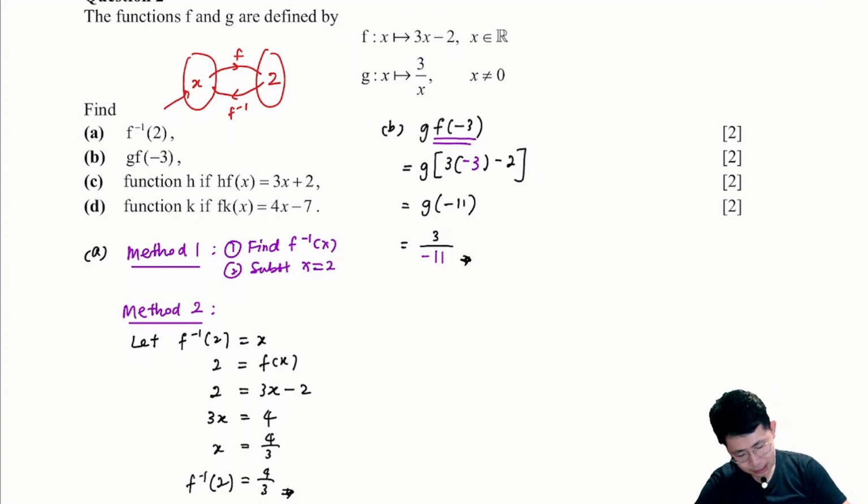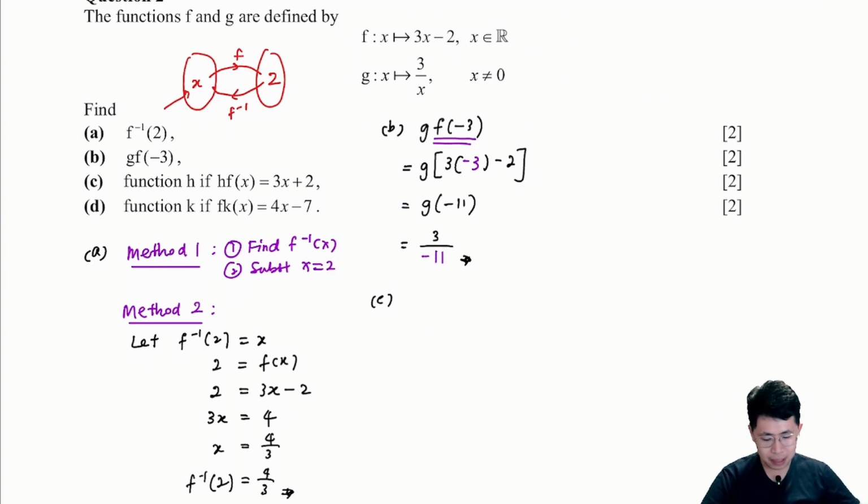Now let's take a look at part C. For part C, the function h, if h of fx is equal to 3x plus 2.